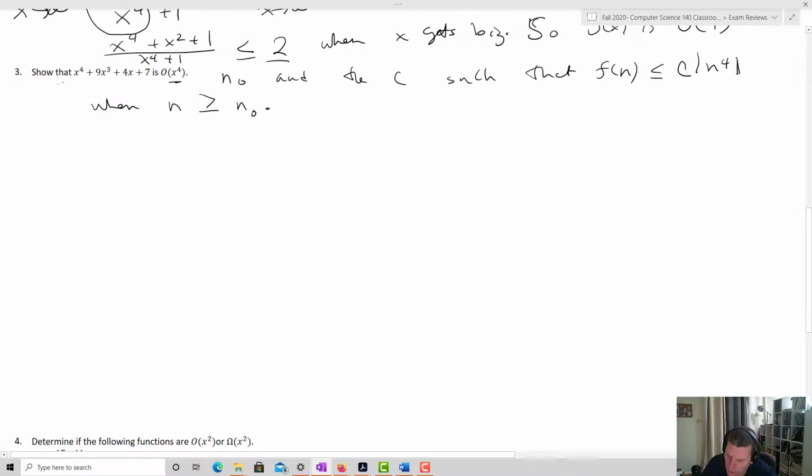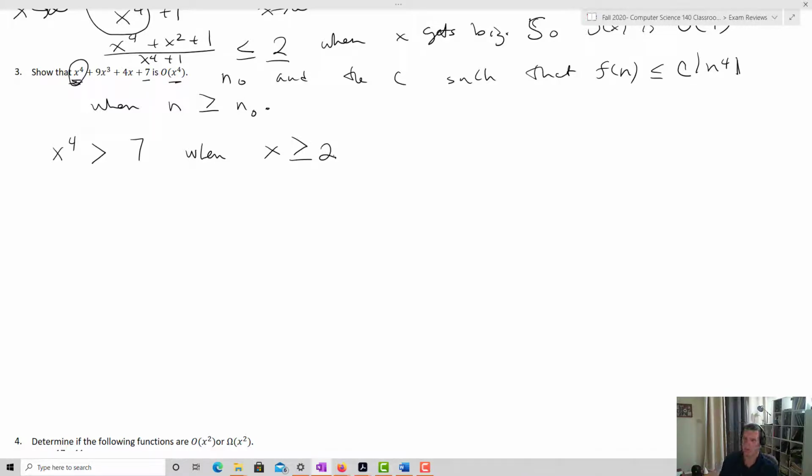I already know it's going to be x to the fourth because it's a polynomial, and when we look at the big O for polynomials, the highest degree of the polynomial is the dominant one. But we want to show it. We want to pick the right numbers. The first thing I'm going to do is compare x to the fourth to 7. So x to the fourth is going to be greater than 7 when x is greater than or equal to 2. Good.